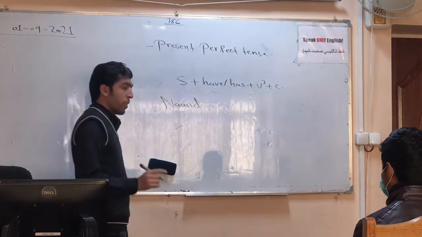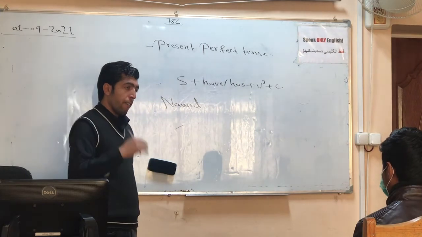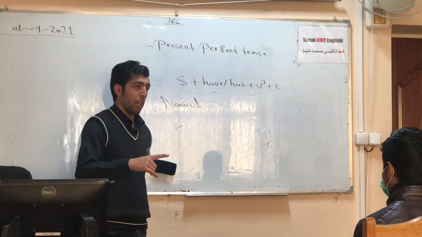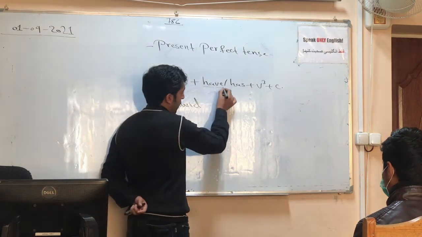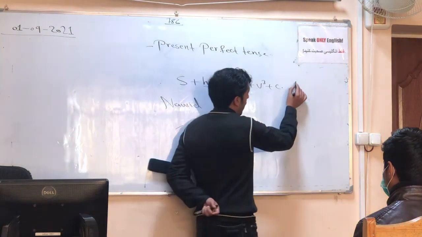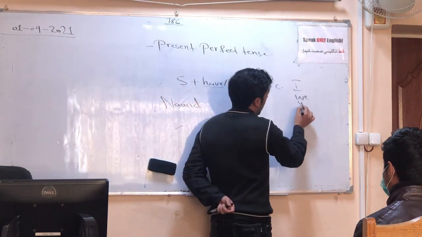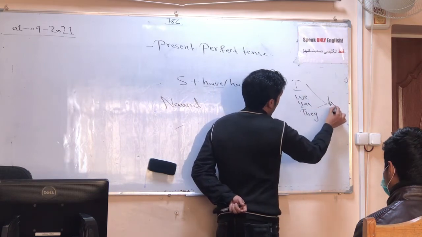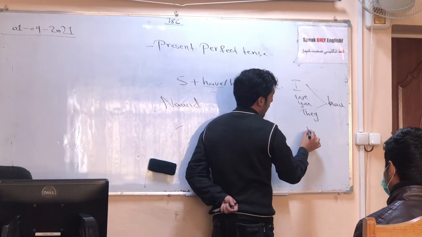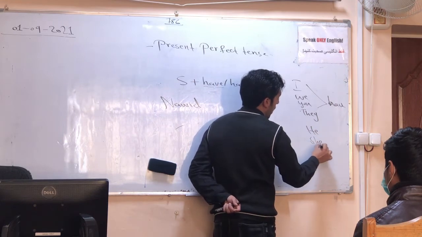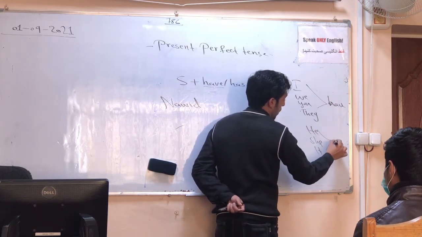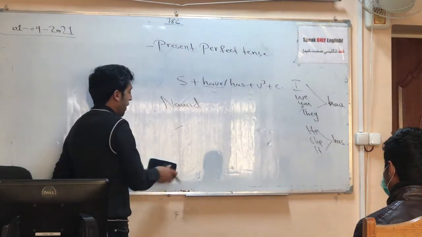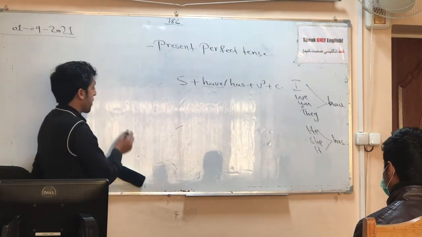If we have the subject pronouns I, we, you, they, we write have. For I, we, you, they, we use have. If we have he, she, it, the singular subjects, we write has. Here we have Naveed. Naveed is singular. Naveed is one person.